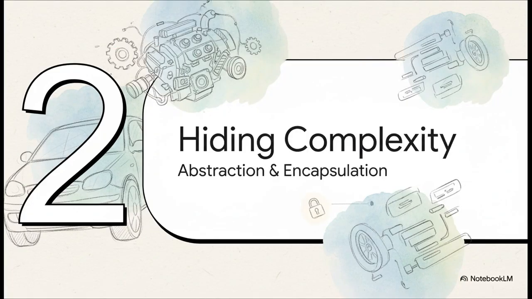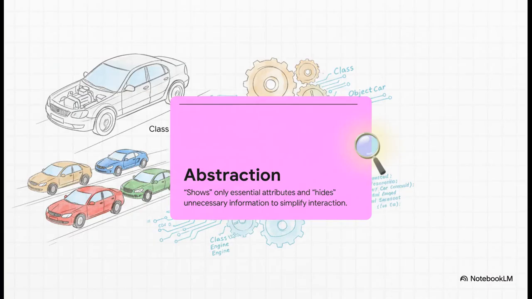So, now that we have our blueprints and we can create our objects, you can imagine things could get complicated really, really fast. The next few principles we're going to talk about are all about managing that complexity. It's about making our virtual car way more user-friendly and a lot more secure. And the first idea here is something called abstraction.